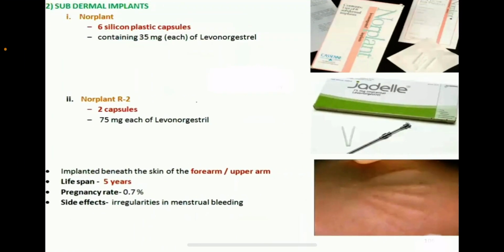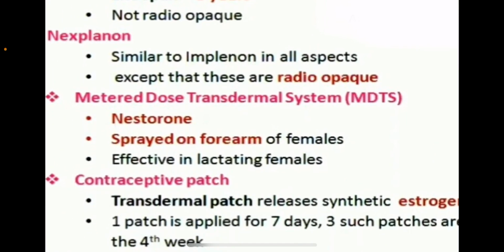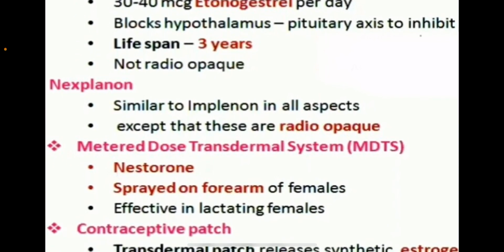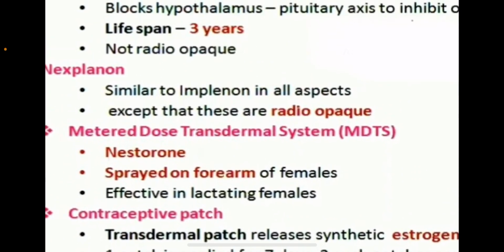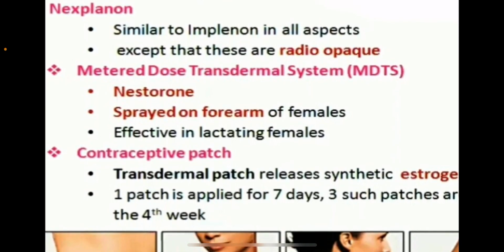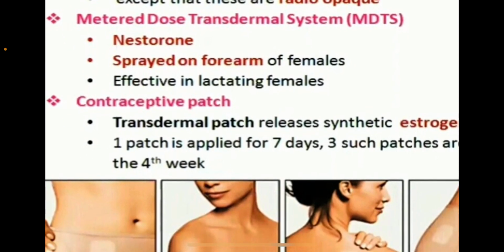Now at the higher level, you should also know about Nexplanon, which is similar to Implanon in all aspects: it is a single rod, and 30 to 40 mcg of etonogestrel is released per day, except that it is radio opaque. Implanon is non-radio opaque. Nexplanon is radio opaque.